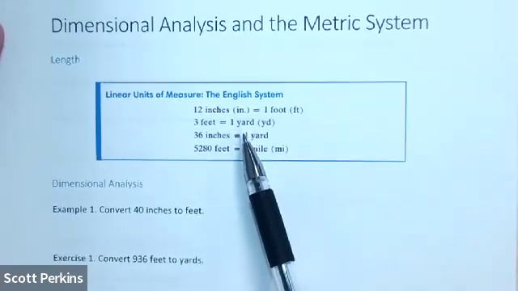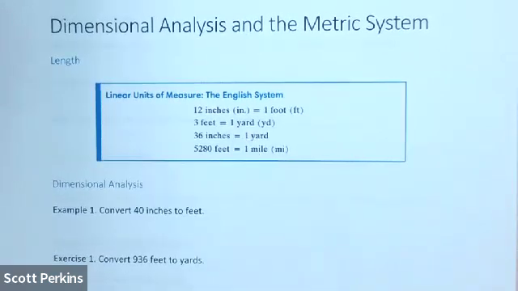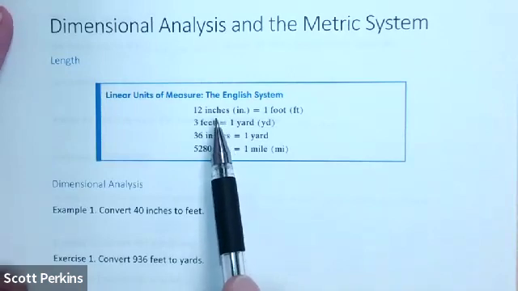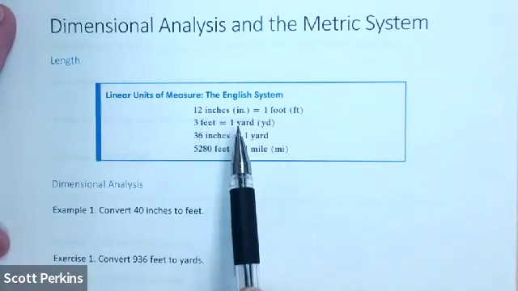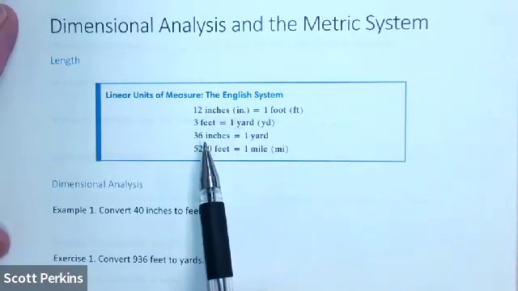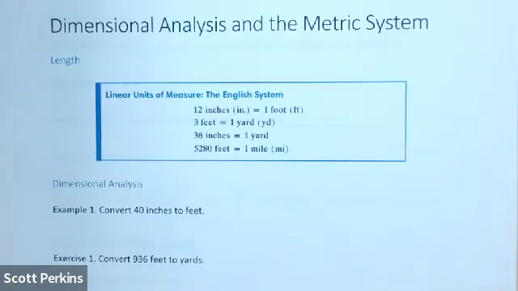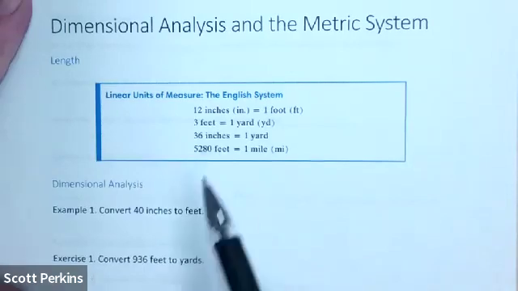I will give you this. This is not stuff you have to memorize, although the more you work with it, the more familiar with it you will be. But what we've got here is some relationships in this box. Okay, we know that 12 inches is 1 foot, 3 feet is the same thing as a yard. There's 36 inches in a yard. 5,280 feet in a mile, etc. And we could come up with other relationships as well.